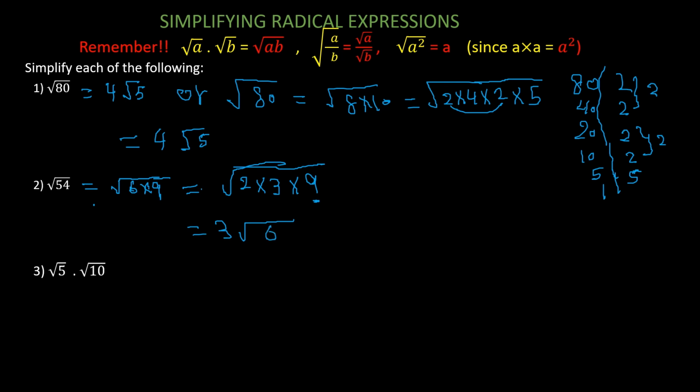In example number 3, we have the square root of 5 times the square root of 10. We can make it as only one root: the square root of 50, because 5 times 10 equals 50. Also, we can write it as 2 times 25, which is 5 times 5, and we know that the square root of 25 is 5. So it's going to be 5 square root 2.